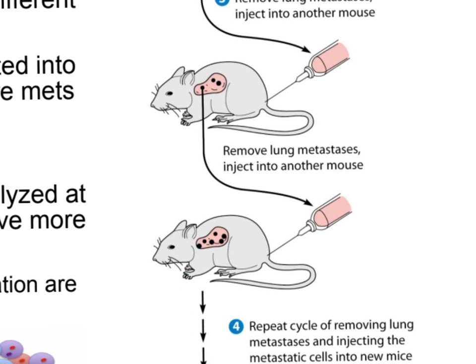And then down here, we have the process repeated again. So our met was collected, resuspended, put back into the tail vein of a mouse, and then the metastases were analyzed. And we see even more. So we have 1, 2, 3, 4, 5, 6 mets in this mouse.